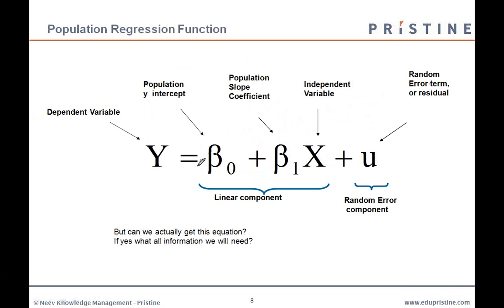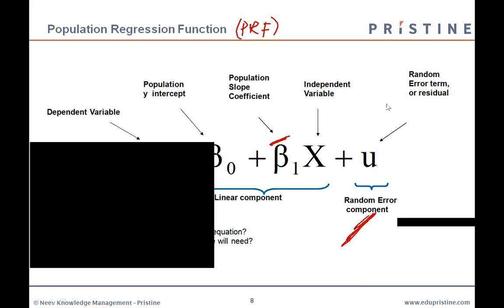Now let's move on. So this is what the output of a regression analysis is. You have to come up with this, which is called the PRF, population regression function. That is, y is your dependent variable, beta 0 is the intercept, beta 1 is the slope coefficient, x is obviously the independent variable, and u is your random error component. Okay.